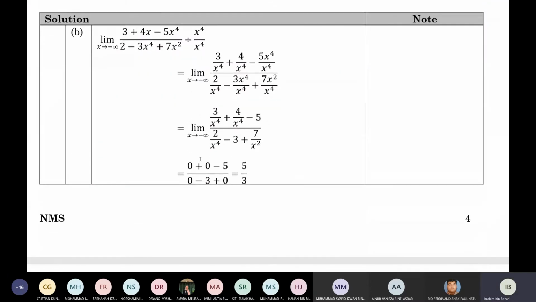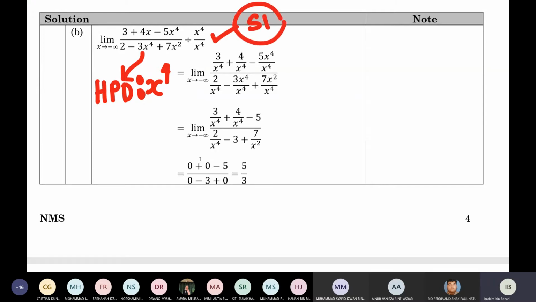Question 5, limits at infinity. Limit of 3 plus 4x minus 5x power 4 over 2 minus 3x power 4 plus 7x squared. First step, you check the denominator of the function. You check the highest power of the denominator, HPD. Here is power of 2, power of 4, and here equals positive 2. So the highest degree here is x power of 4. And first step, divide by the highest degree of the denominator.